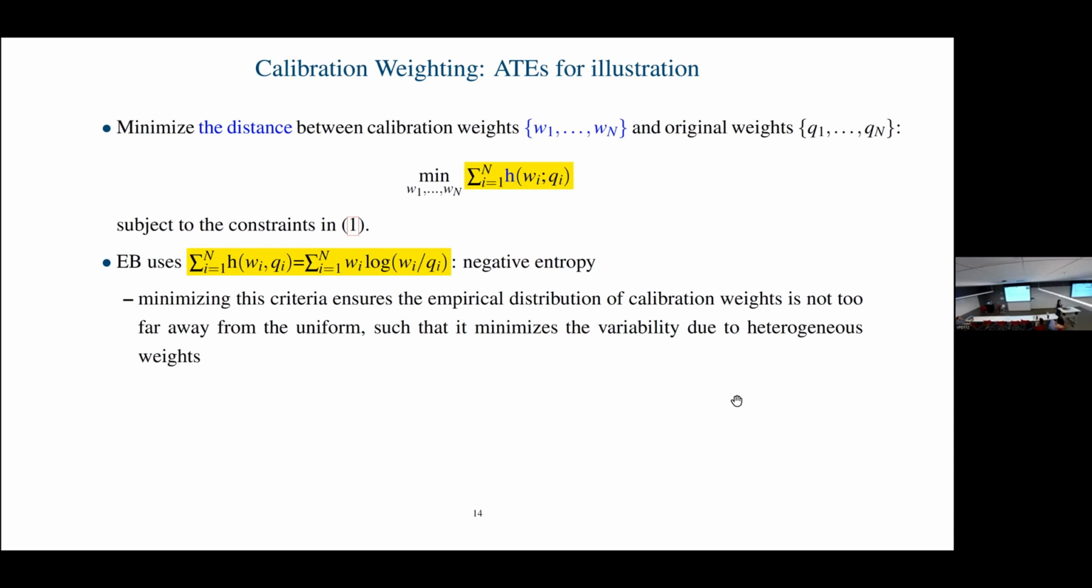H is some distance function between the calibration weight and original weight, okay? So H can be flexible. For example, we can choose Euclidean distance, but we can also choose negative entropy. If we choose H to be negative entropy, it becomes the entropy balancing approach, okay?